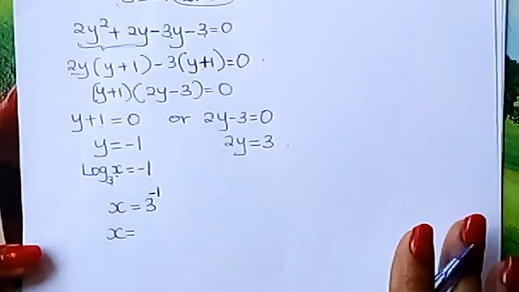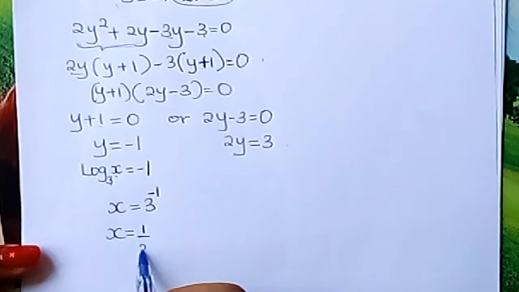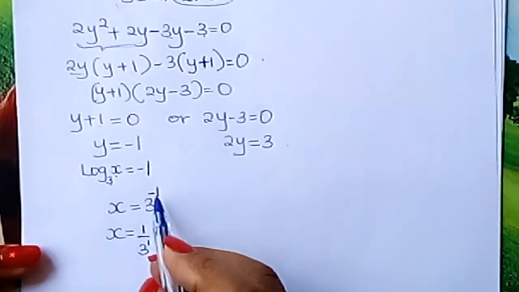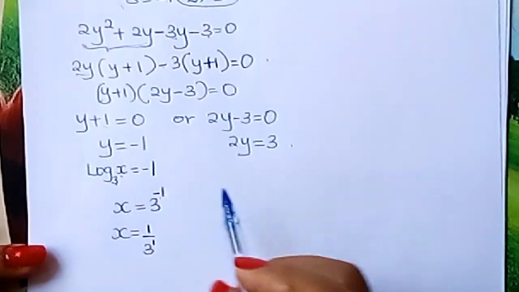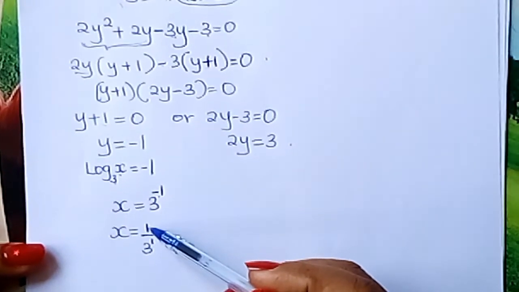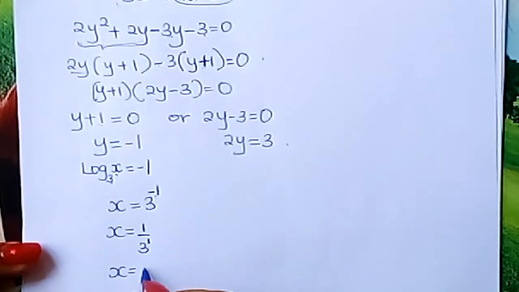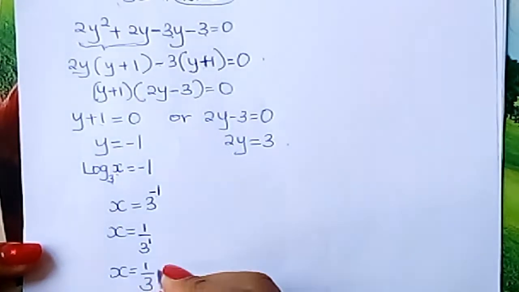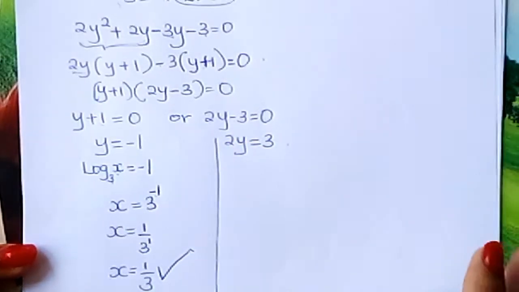So from there, learner, x is equal to what? According to indices, x will be equal to a fraction 1 over 3 raised to a positive 1. When a number is placed in a negative power, it is the same as writing a numerator 1 over the number raised to a positive power, and therefore x is a third, learner. That is one value of x. We go to the other part here.